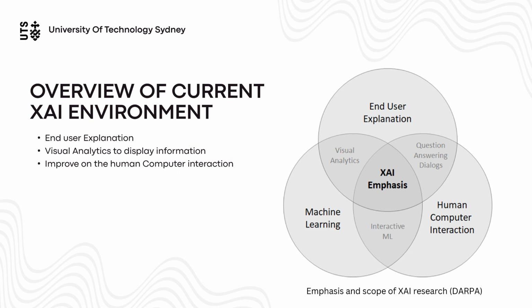Since a lot of researchers are quite technical, they mainly focus on XAI and machine learning development. A lot of research papers focus on the type of algorithms they can implement and how they can build these algorithms to help understand the machine learning output.